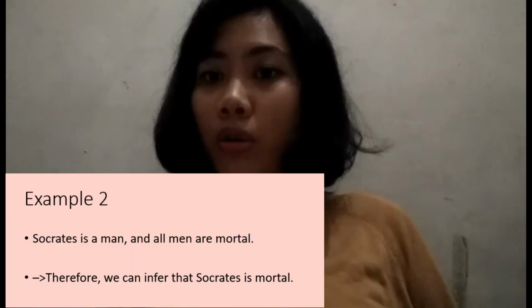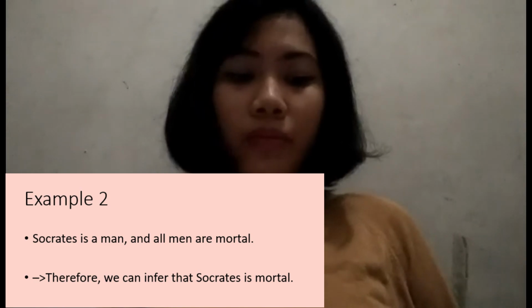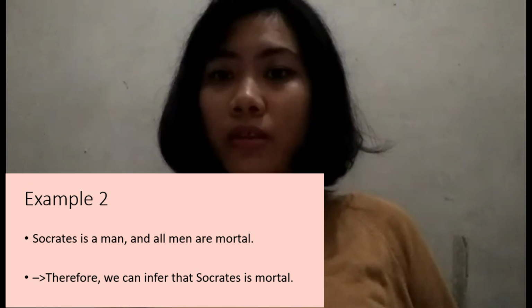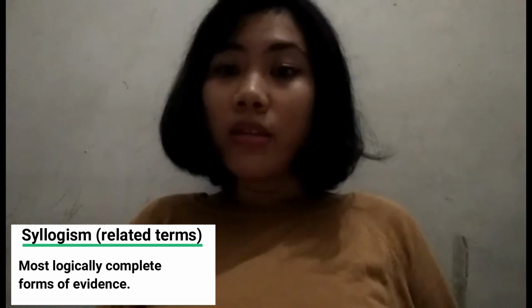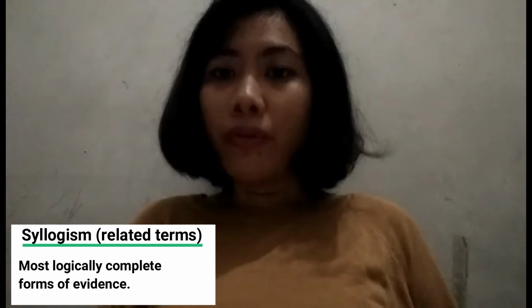The second example is, Socrates is a man, and all men are mortal. Therefore, we can infer that Socrates is mortal. Also known as a syllogism, this is the most logically complete form of inference. Unlike the first example, we actually can be sure this time that if the evidence is correct, then we can be quite certain that Socrates is mortal.